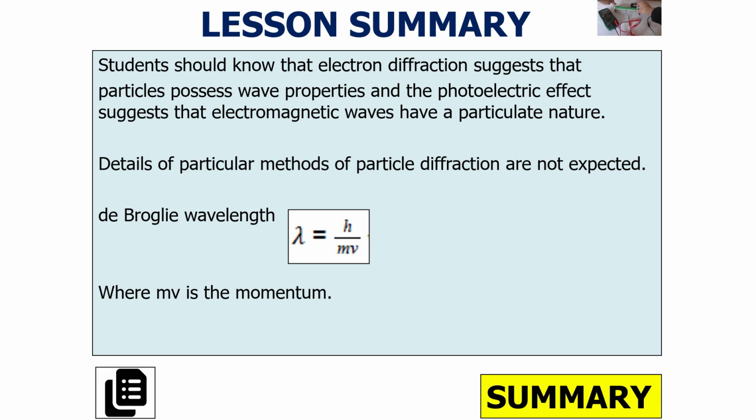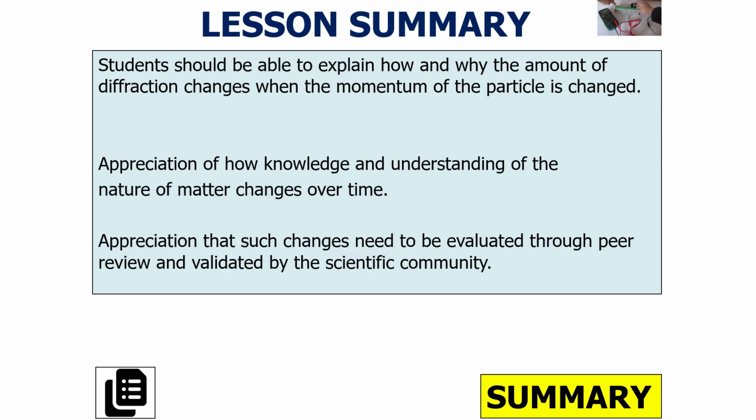You should be able to understand the de Broglie wavelength, which is lambda equals h over mv, where mv is momentum, be able to explain how and why the amount of diffraction changes when the momentum of the particle is changed, have an understanding of how the nature of matter has changed over time, and have an appreciation that such changes need to be evaluated through peer review and validated by the scientific community.